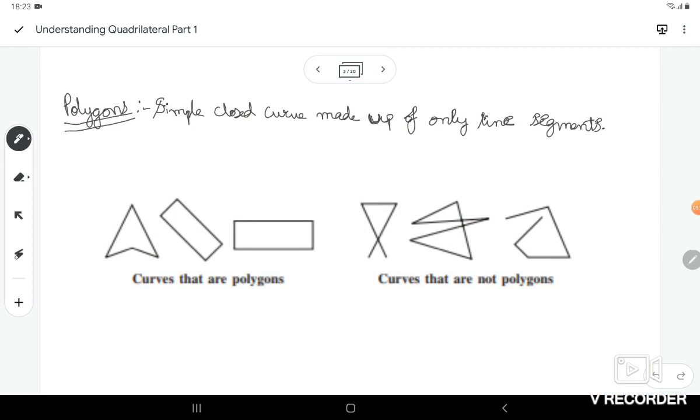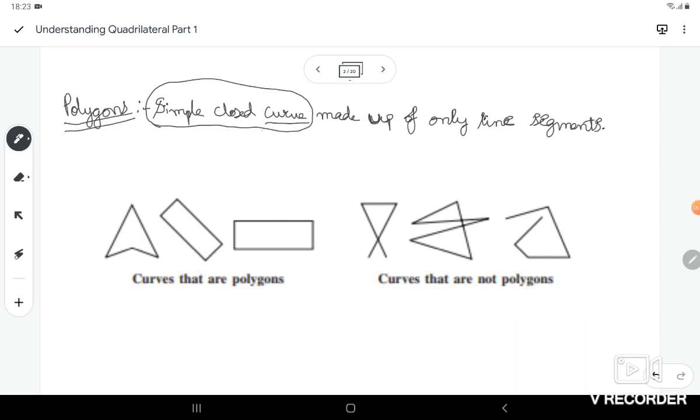Now we have seen what a closed curve is, what a simple curve is, what a simple closed curve is. Now we have to see what a polygon is. So what's a polygon? First condition is it should be a simple closed curve. That is, the initial as well as the final point should not be accessible, or we should not be able to tell which is the initial and the final point.